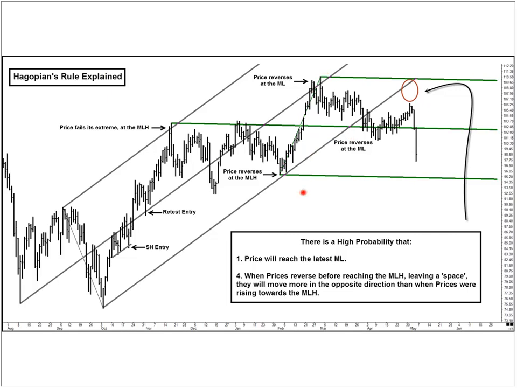What do we know? Price will reach the latest median line. Okay, it did. Then it begins to head higher. Price should reach its next most likely line. It met the median line, it's heading higher, it should meet the upper parallel. In fact, not only should it meet the upper parallel, but it should also test this lower parallel from the downside. Remember what Andrew said, if it zooms through, it should come back and retest.